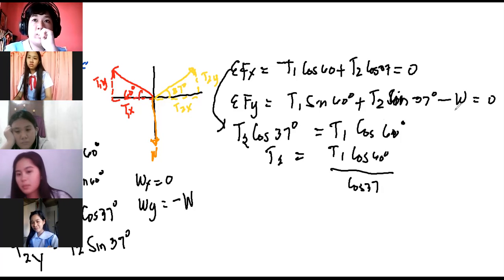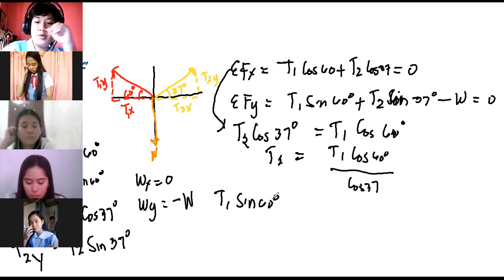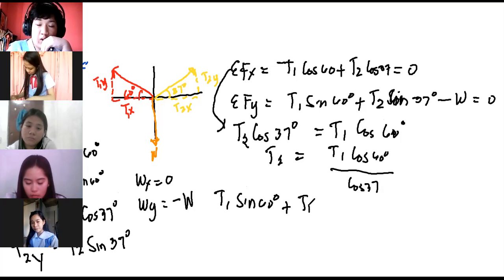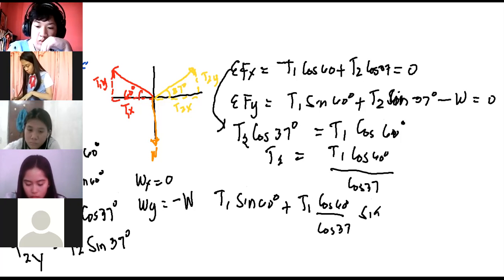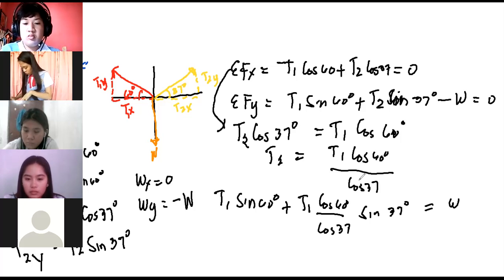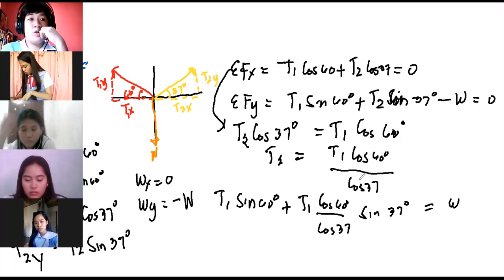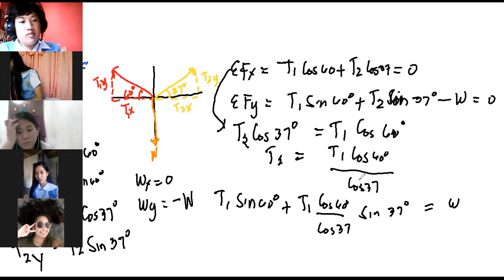So we can solve it. Okay? So let's replace. We have tension 1 sine 60 degrees plus tension 1 cosine 60 all over cosine 37, times sine 37 equals weight, which replaces tension 2 with this equation. So, using your calculator, you are going to solve it. Using the calculator, let's solve.